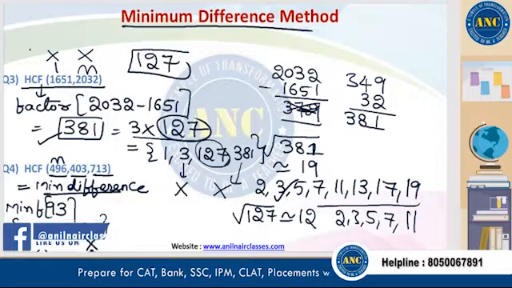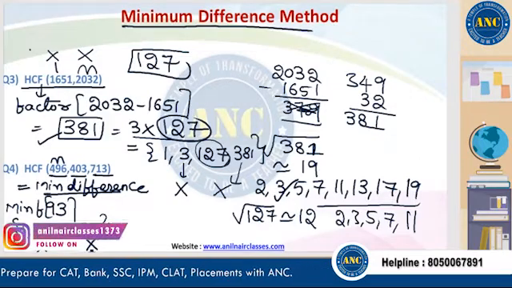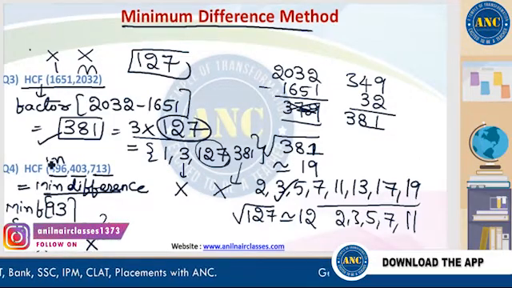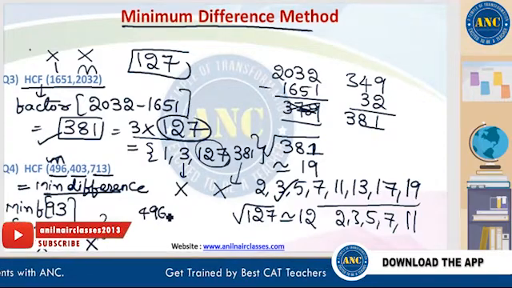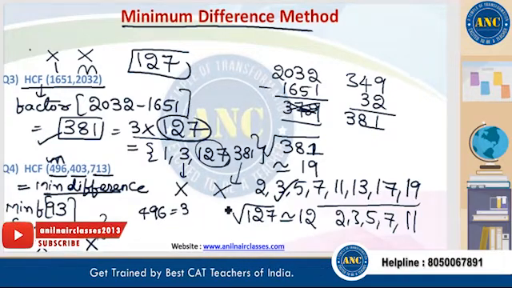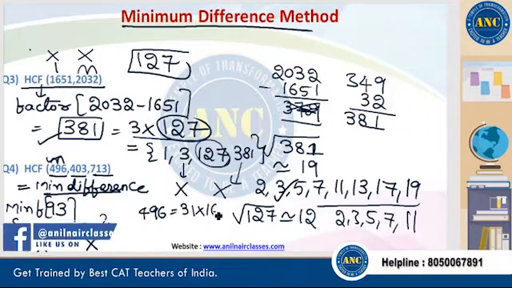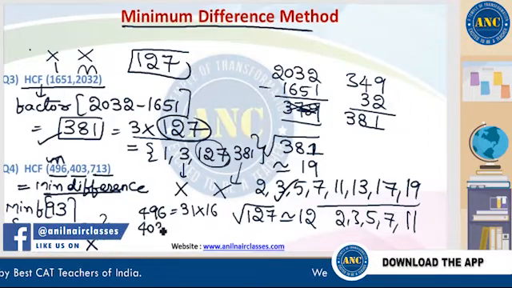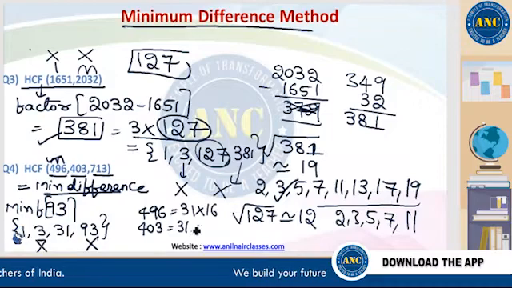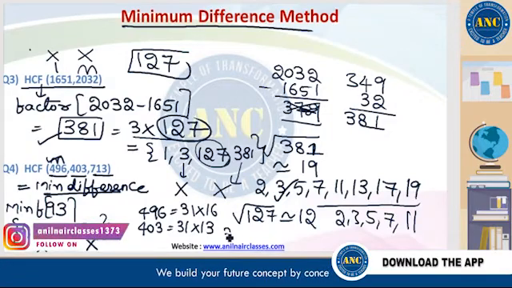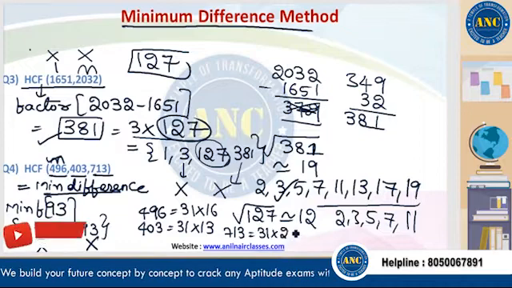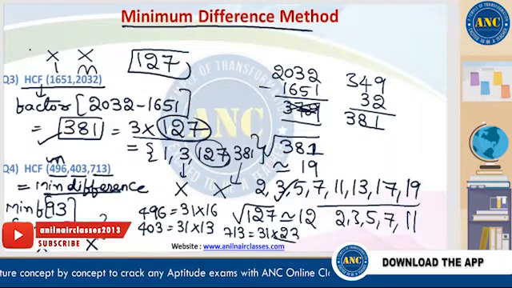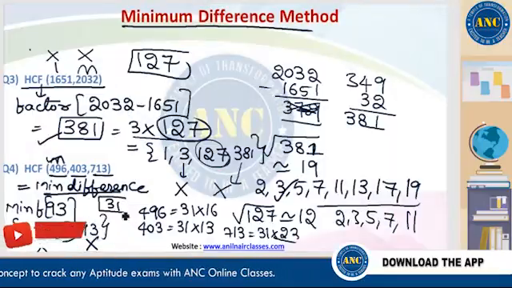Check whether 496 is divisible by 31. Yes. 496 is nothing but 31 into 16. 403 is nothing but 31 into 13. 713 is nothing but 31 into 23. So the answer for this question is 31. I hope the idea is clear.